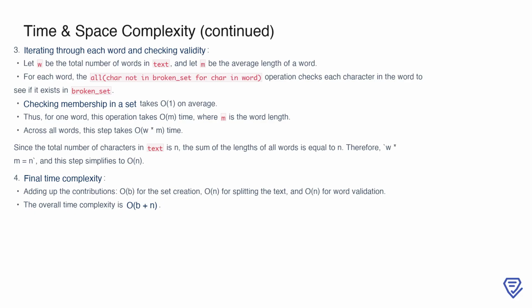When we process all w words, this step requires O(w*m) time. However, since the total length of all words combined equals the length of text, w*m simplifies to n. Therefore, this step has a time complexity of O(n). Adding everything together, we have b for creating the set, n for splitting the text, and n for validating the words. This gives us a final overall time complexity of O(b + n).